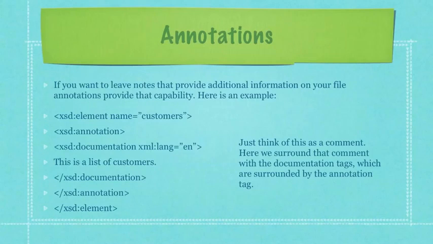If you want to leave notes that provide additional information on your file, annotations provide that capability. And here's an example here where I'm defining an annotation in which I am stating this is a list of customers and also stating that I'm using the language English. You can just think of this as a comment. Here we surround the comment with documentation tags, which are surrounded by annotation tags.